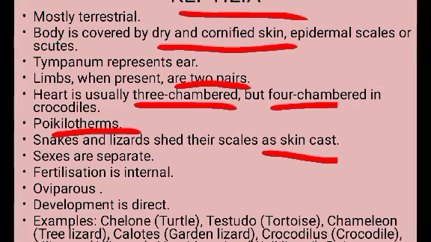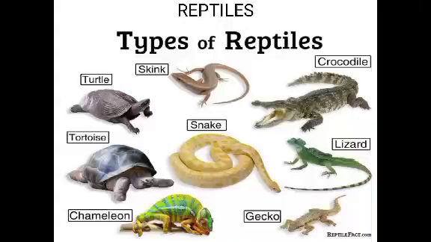Then sexes are separate. Fertilization is internal, and they are oviparous animals. Oviparous means egg-laying animals, and development is direct. There is no larval stage. The young one hatching out of the egg is similar to the adult. Examples: there are many, such as turtle or tortoise, chameleon, garden lizard, crocodile, alligator, wall lizard, and snakes. These are all examples of reptiles.